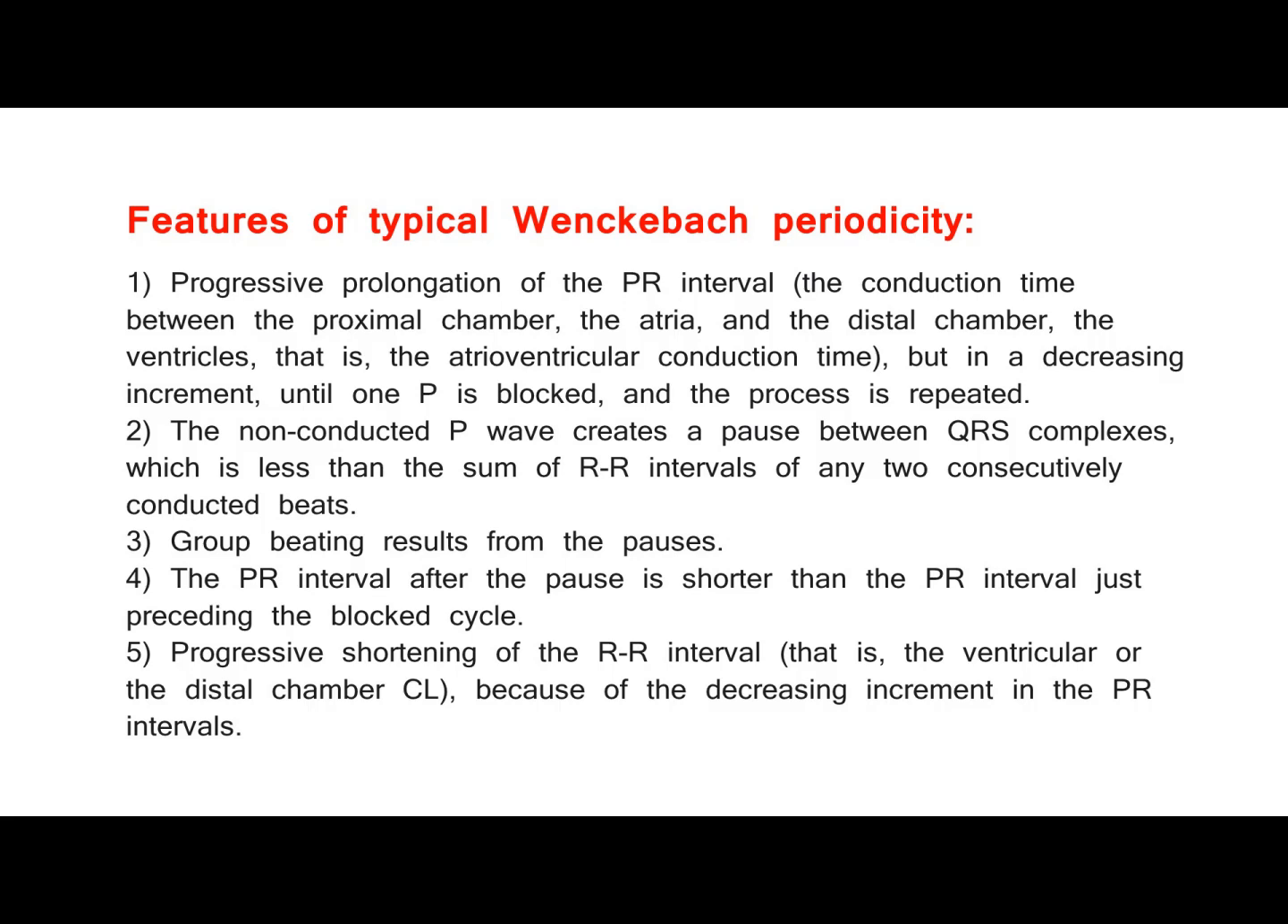that is, the atrioventricular conduction time, but in a decreasing increment, until one P is blocked, and the process is repeated. 2. The non-conducted P wave creates a pause between QRS complexes, which is less than the sum of RR intervals of any two consecutively conducted beats. 3. Group beating results from the pauses. 4. The PR interval after the pause is shorter than the PR interval just preceding the blocked cycle. 5. Progressive shortening of the RR interval, that is, the ventricular or the distal chamber CL, because of the decreasing increment in the PR intervals.